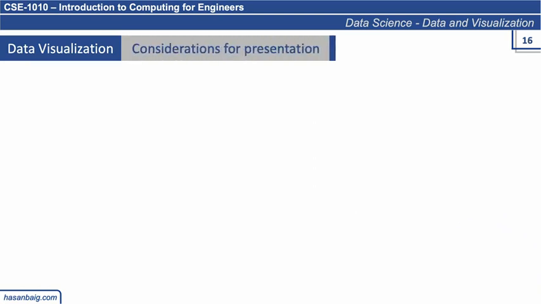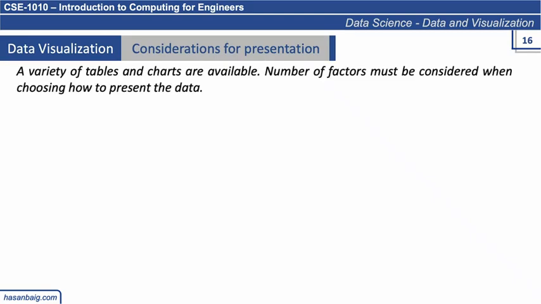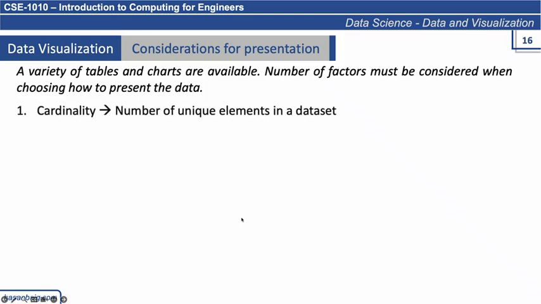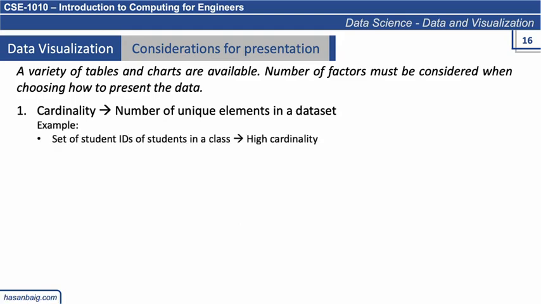So once you have the data, you need to decide what type of chart or graph to choose. There are a couple of factors, among which the important one is the cardinality, which describes the number of unique elements in a data set. For example, the student IDs are unique in this classroom. Everyone has a different student ID, which shows the cardinality of this data is high.